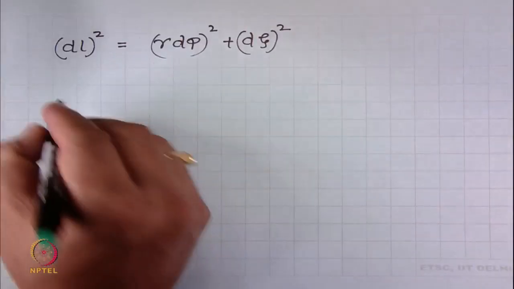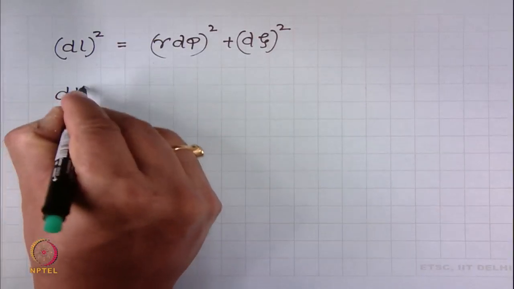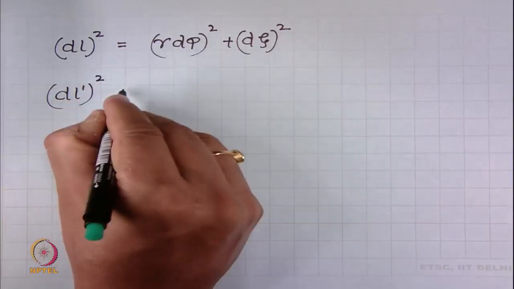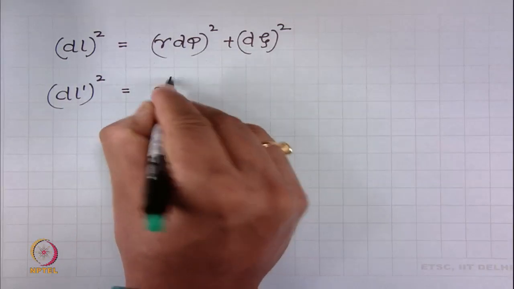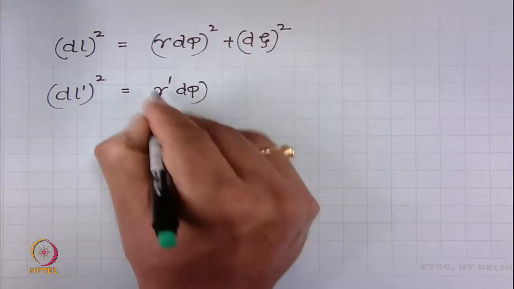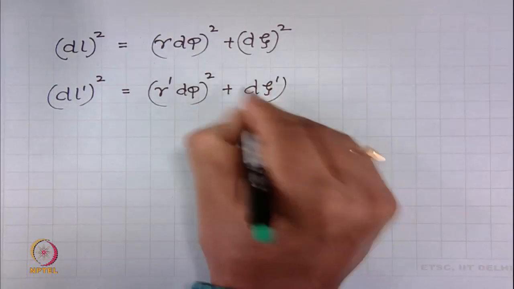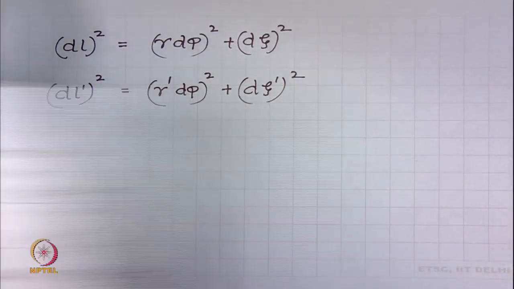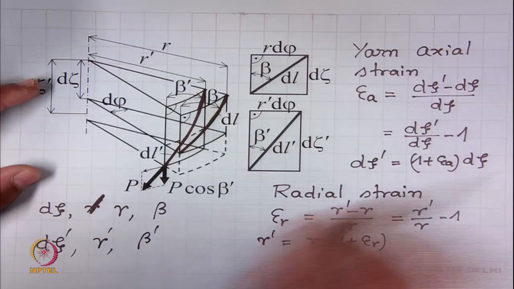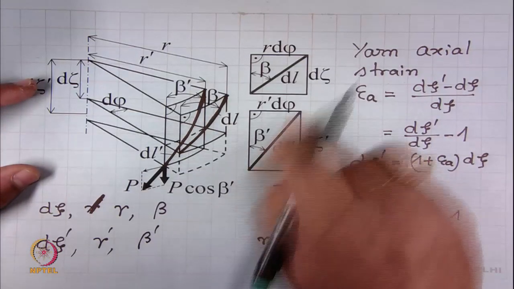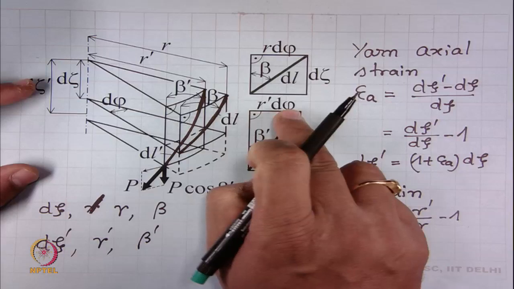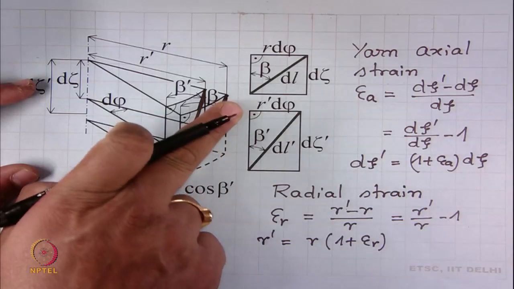So, let us write down dl prime square equal to r prime d phi square plus d zeta prime square. You see one more time, this square is equal to this square plus this square.